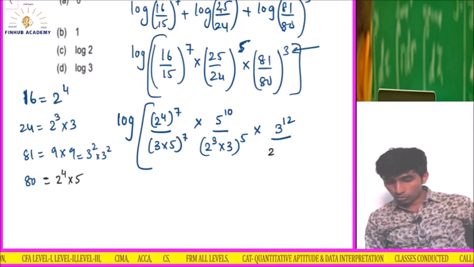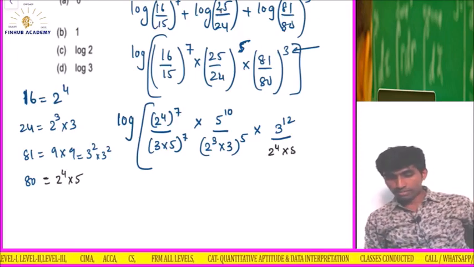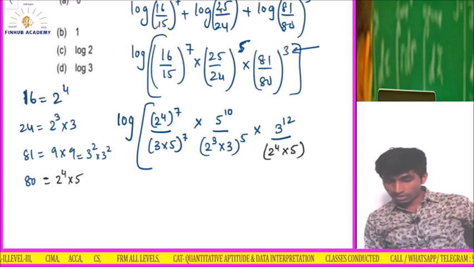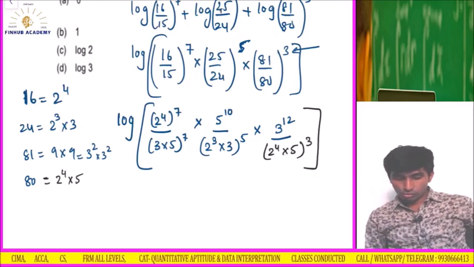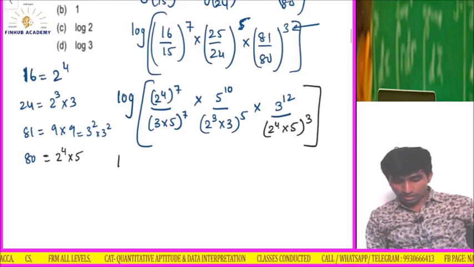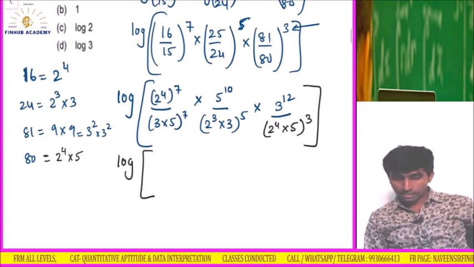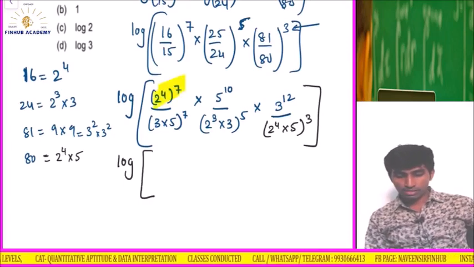So 2 raised to 4 into what? 5. Correct. And the whole raised to what? 3. Okay. So like this. So let's do one thing. Let's open this up. Let's calculate. See here. This one will get multiplied.